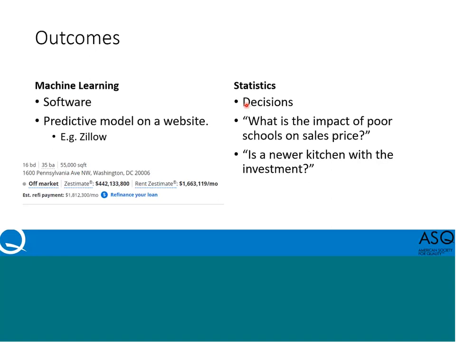On the statistics side, the outcome can be software. Again, there are exceptions to all of these, but the outcome is often in the form of a decision. It's a piece of paper, it's a presentation, right? What is the impact of poor schools on sales price? Is a newer kitchen worth the investment? So similar tools can drive both of these, but there's a different emphasis between machine learning and statistics.